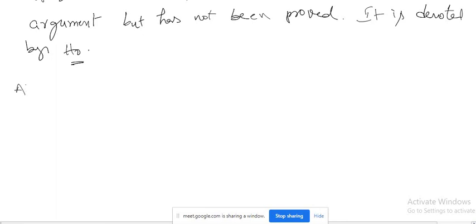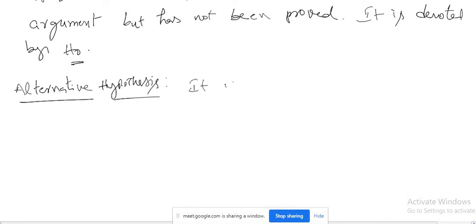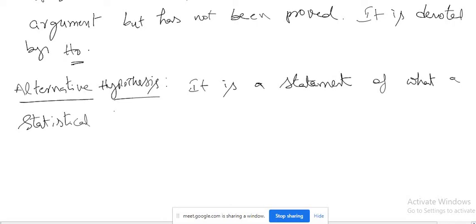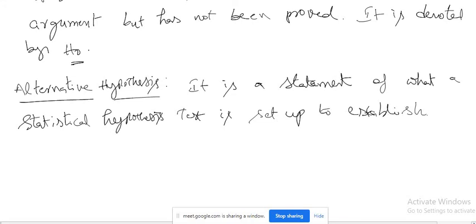That is called alternative hypothesis. It is a statement of what a statistical hypothesis test is set up to establish. It is denoted by H1.